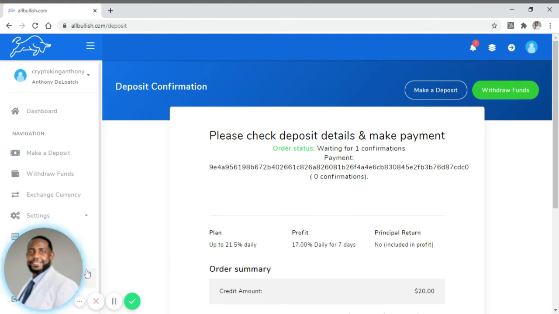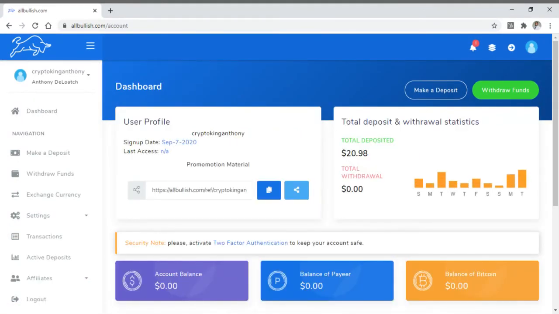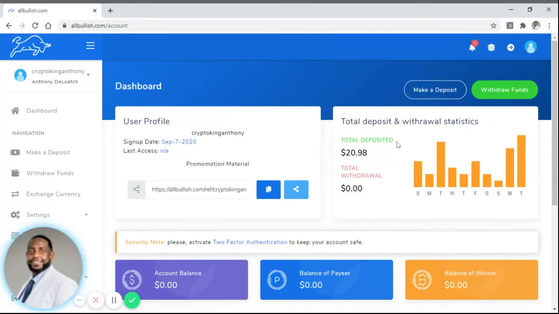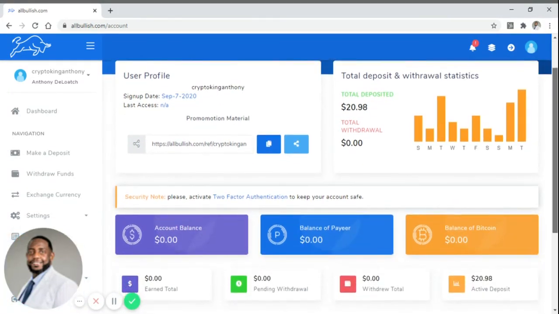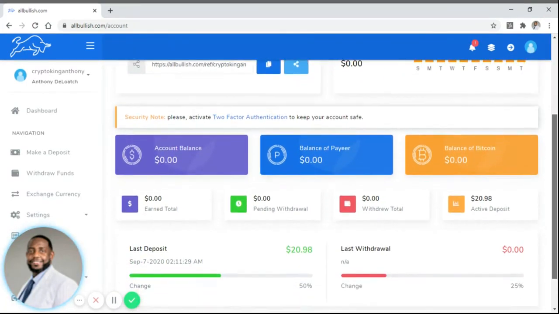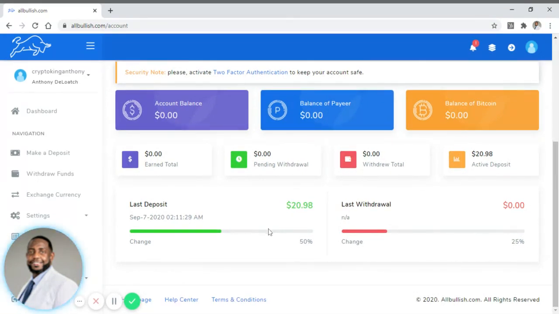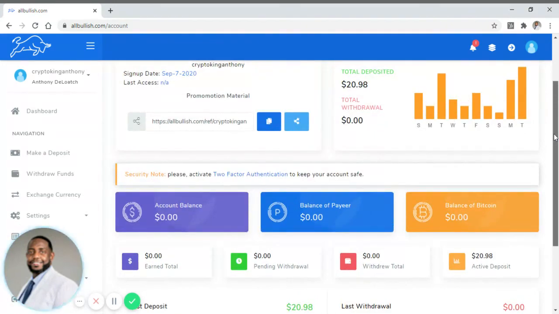All right, let's see. What you'll have to do is go back to your dashboard to see if the payment has gone all the way through for you. It'll show in your active deposits once it's gone all the way through. And you see total deposit, $20.98, right? Blockchain ended up taking like 2 cents from me, but it's all good. So $20.98 is my active deposit here. Nothing else is going to show but your last deposit and your active deposit, which should be the same right now. So you're ready to go.